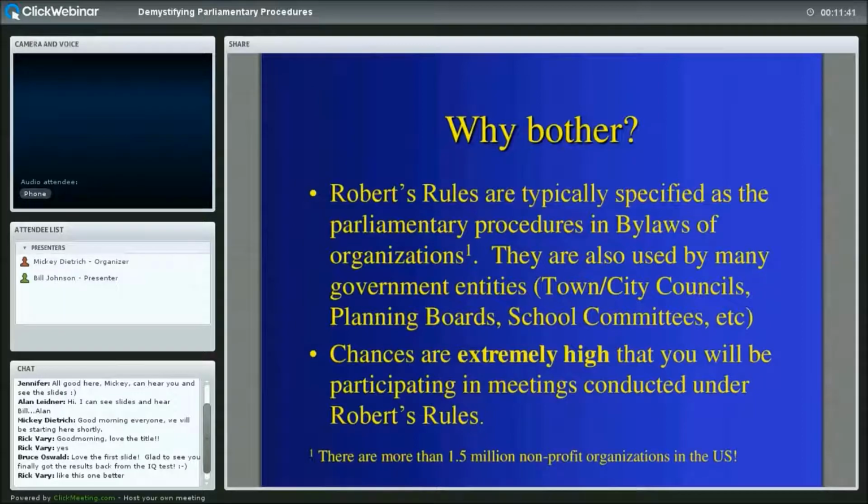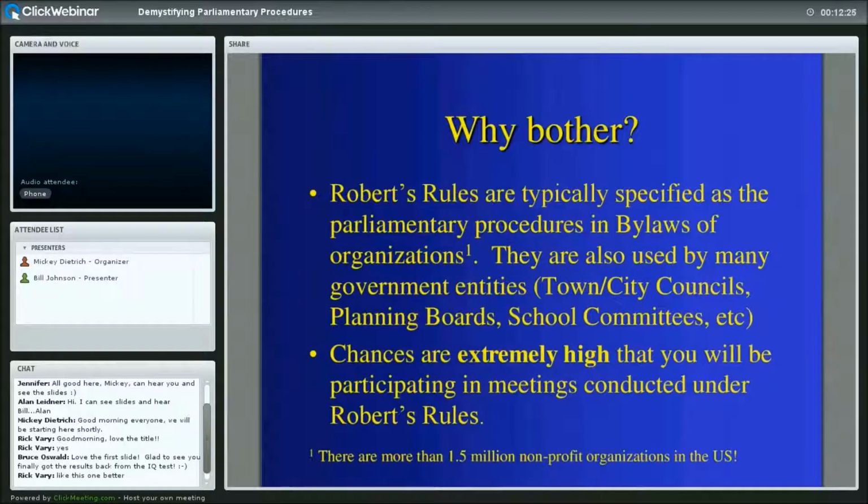Well, Robert's Rules are generally specified in the bylaws of all sorts of nonprofit organizations. And I just did a quick Google search the other day, and there are more than 1.5 million nonprofit organizations in the U.S. And that's just one category of organizations that use Robert's Rules. Things like, the New York State GS Association conducts its business under Robert's Rules of Order. All sorts of local government bodies, town councils, city councils, the planning board, the zoning board of appeals, the school committee, you name it. Chances are exceedingly high that they're operating under Robert's Rules.